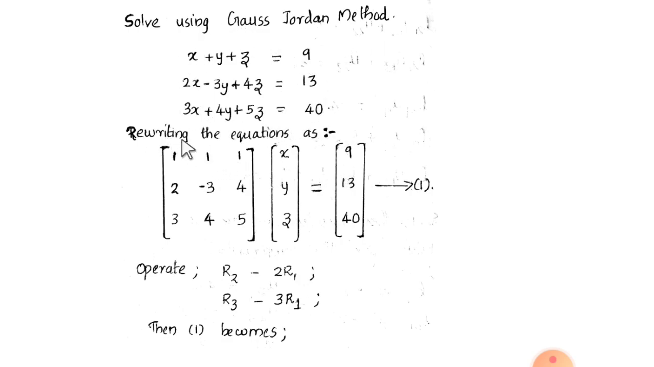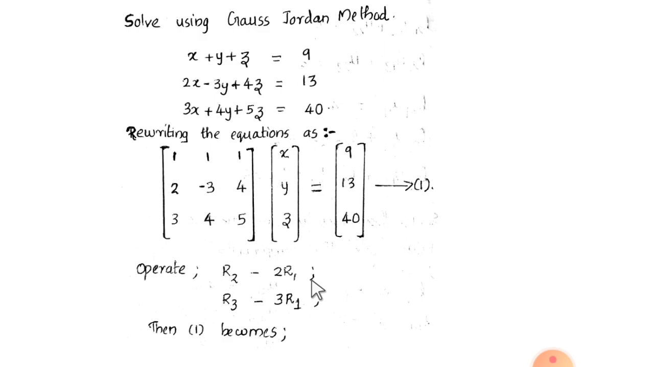Now we are rewriting the equations in this form. Where this is the coefficient matrix. This is the unknown matrix. Okay. Now we have used what row transformations in Gauss elimination method. Same thing we are using in Gauss-Jordan method also. Now we have to operate the following row transformations.